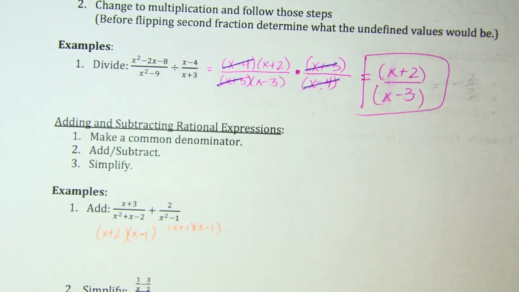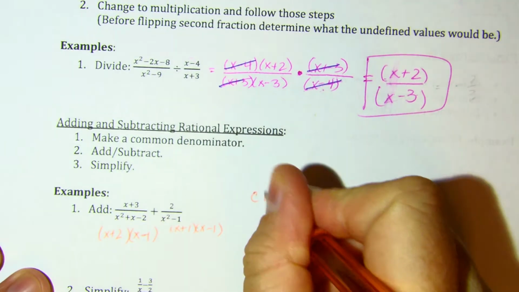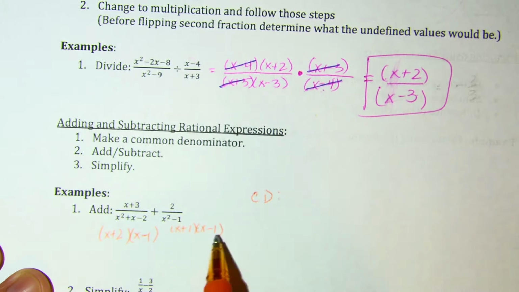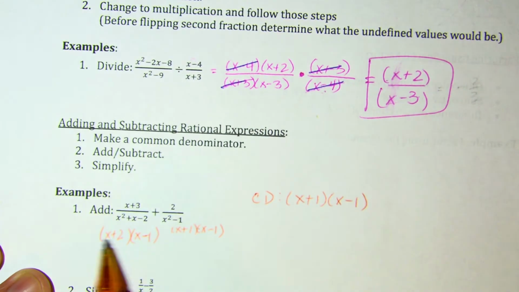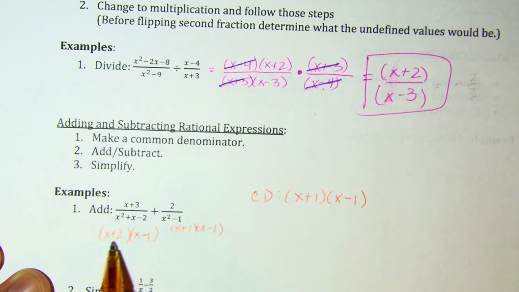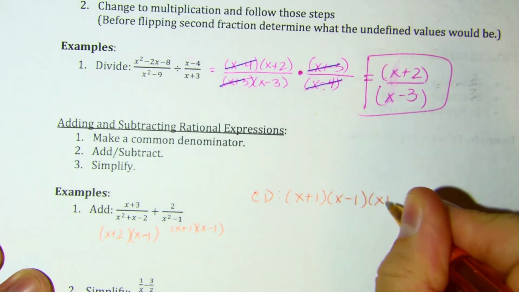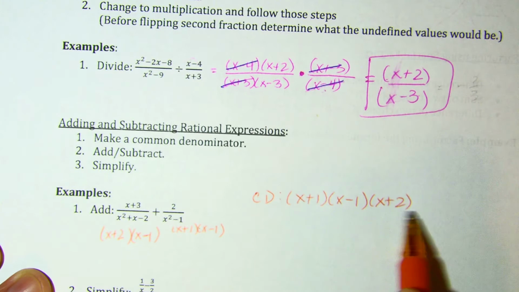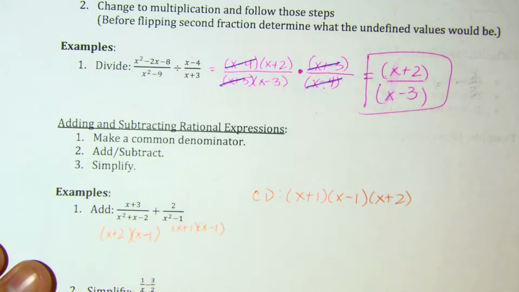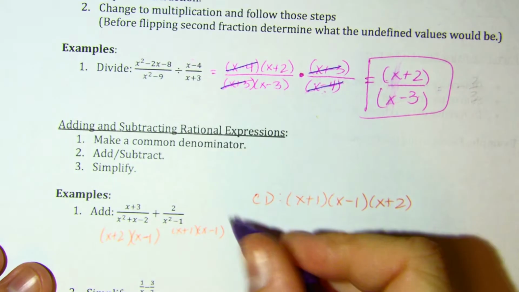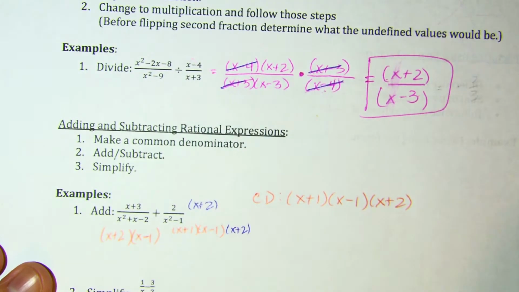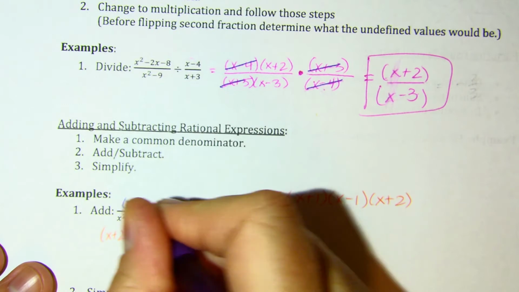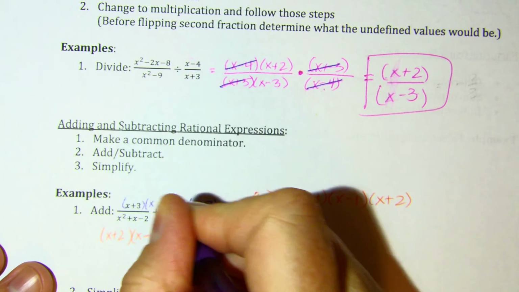Now, if I want to find what my common denominator is, it needs to have all of these factors in it. So it needs to have an x plus 1 and an x minus 1. And it needs to have both of these. Well, it already has an x minus 1, but it doesn't have an x plus 2. So this is my common denominator, and I need to multiply by whatever it's missing. So this one is missing the x plus 2. I need to multiply it on top and bottom. And this one is missing the x plus 1.